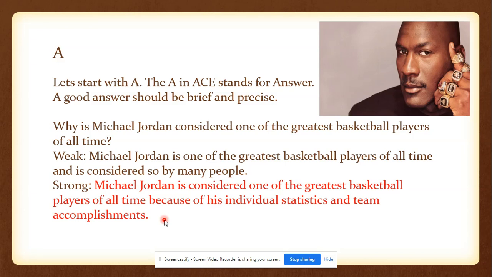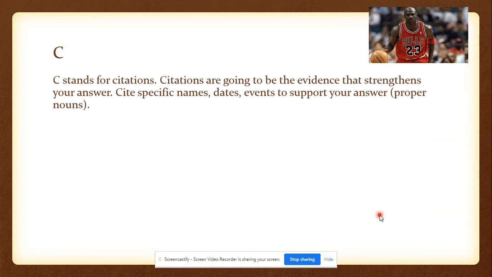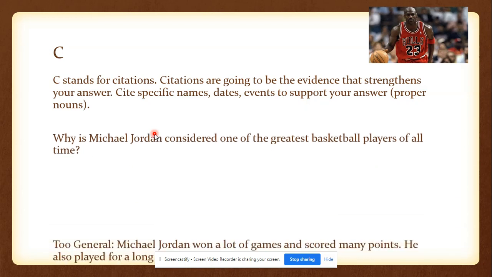That's going to be a reason that you can then prove in the next part of the ACE response, the citations. C stands for citations. Citations are going to be the evidence that strengthens your answer. What is it that I'm looking for in evidence? I want, here's the key word, specifics. I want specific names or dates or events. Think about proper nouns. If you can name something specific in the evidence part, then you know you're on the right track. So let's look at a couple of examples here.